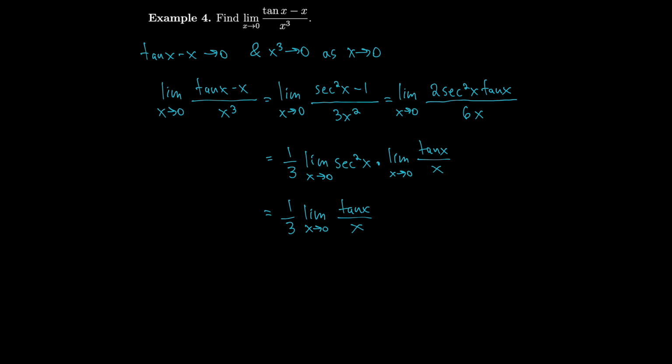Okay, again, we do not know how to do this. However, if I plug in 0 over here, that's 0. If I plug in 0 over here, that's 0. So this is still indeterminate of the form 0 over 0. So I do L'Hopital again. I get 1/3 times the limit of these derivatives. Derivative of tangent is secant squared. Derivative of x is 1. And again, secant squared at 0 is just 1. So this is 1/3 times 1, which is 1/3.